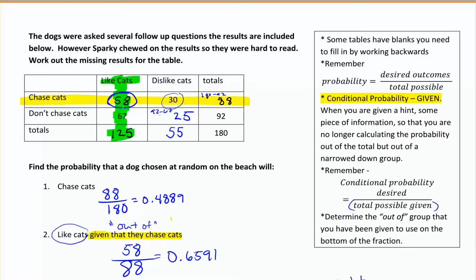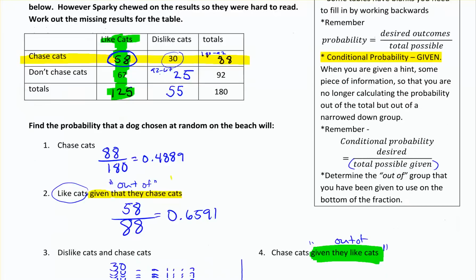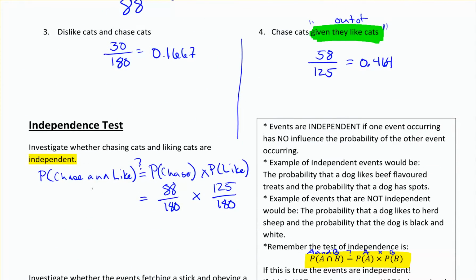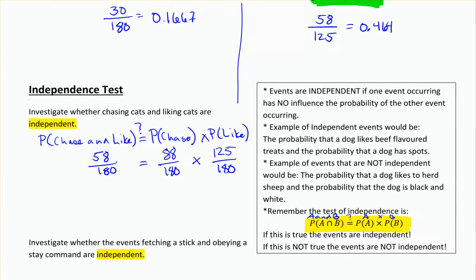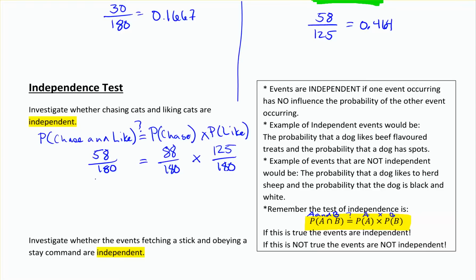There's only 58 dogs out of 180 that both chase cats and like cats because they overlap on that part of the table. So 58 out of 180 is going to be this side of the equation here. So again, this is the one spot on the table where they both like and chase cats at the same time. This is the total that chase cats, and this is the total that like cats out of the 180 total each. And we're just going to plug this into a calculator and see what we get.